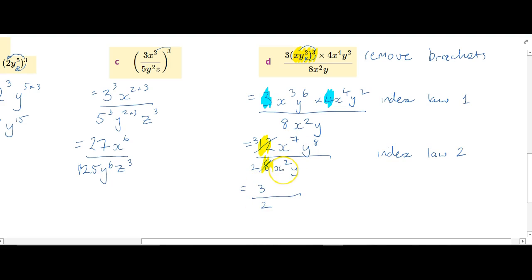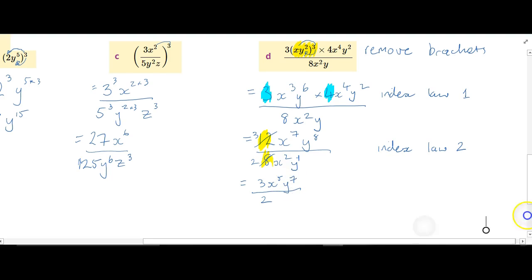Now, x to the 7 divided by x squared, if you remember with our index law 2, when you're dividing index numbers with the same base, you take away the power. So it's going to be x to the 5, 7 take away 2. y to the 8 divided by y, if you remember y is y to the power of 1. Sorry, 8 take away 1 is 7. So it's going to be y to the 7. All right, and that's as simple as it gets.